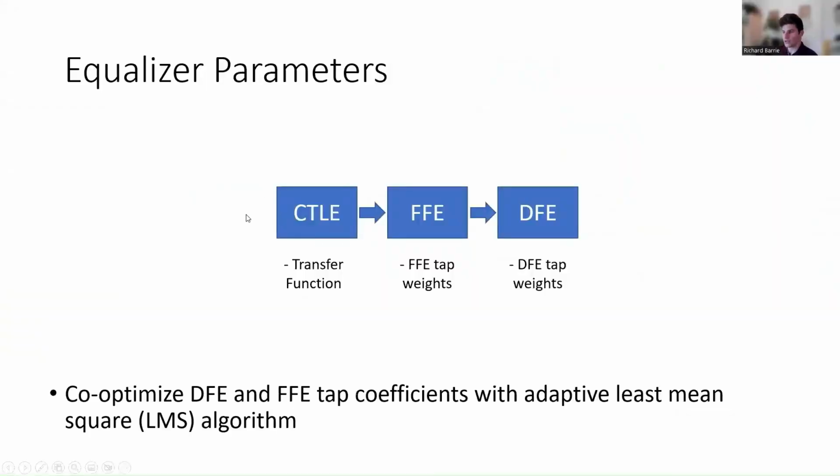Okay, now that we've fully specified the CTLE with its transfer function, it's time to move on to the FFE and DFE, which have tap coefficients that must be carefully selected in order to have the best equalization for a given channel and CTLE settings. In this tutorial, we're going to co-optimize the DFE and FFE tap coefficients with the adaptive least mean squares algorithm, and SerDesPy has a function for doing that.